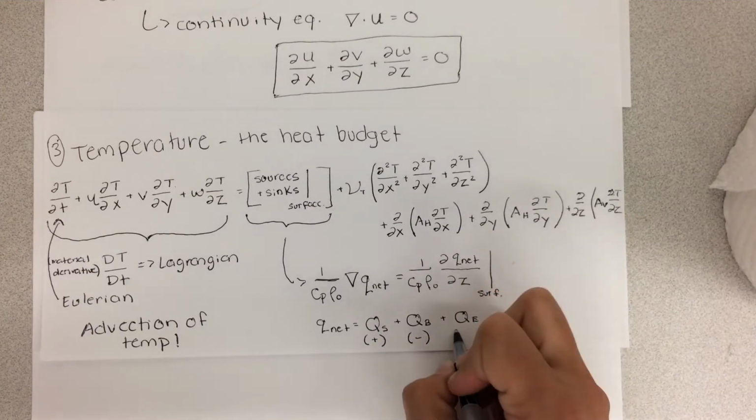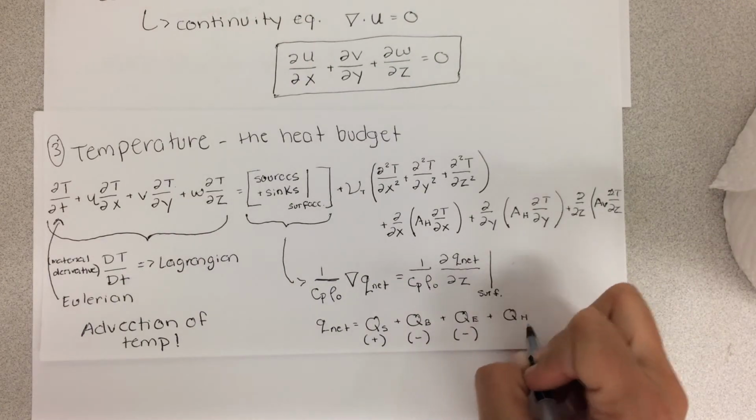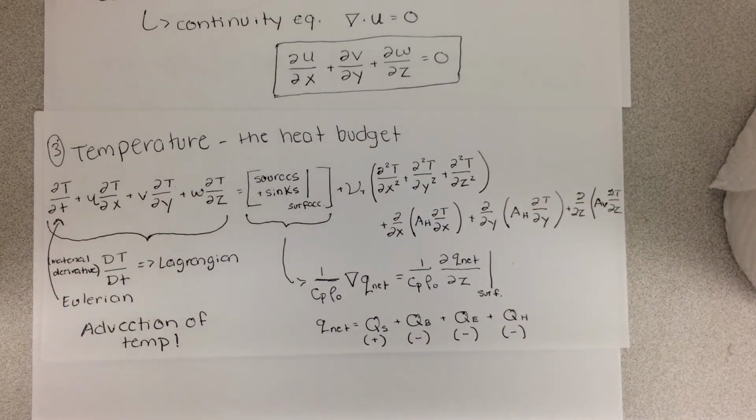We also have QE, which is latent heat flux, which is a flux out of the ocean, or a heat loss due to evaporation in the form of water vapor. And finally, we have sensible heat flux, which again is a flux out of the ocean, or a heat loss due to convection from temperature difference between the ocean and atmosphere.